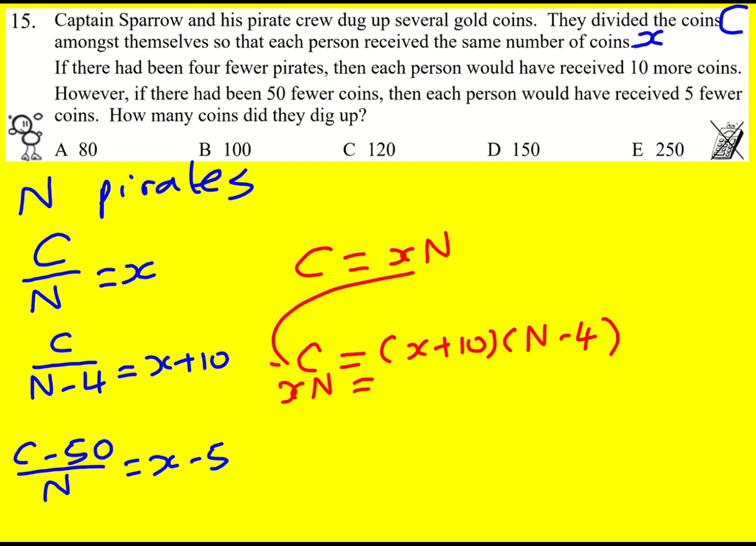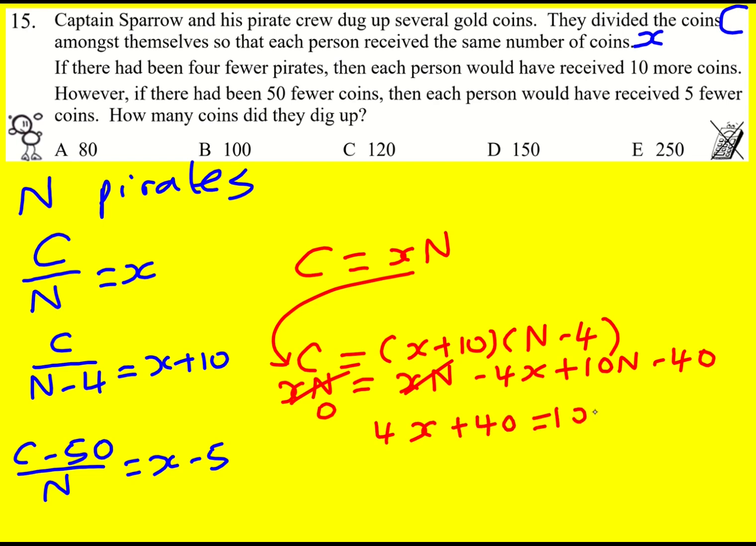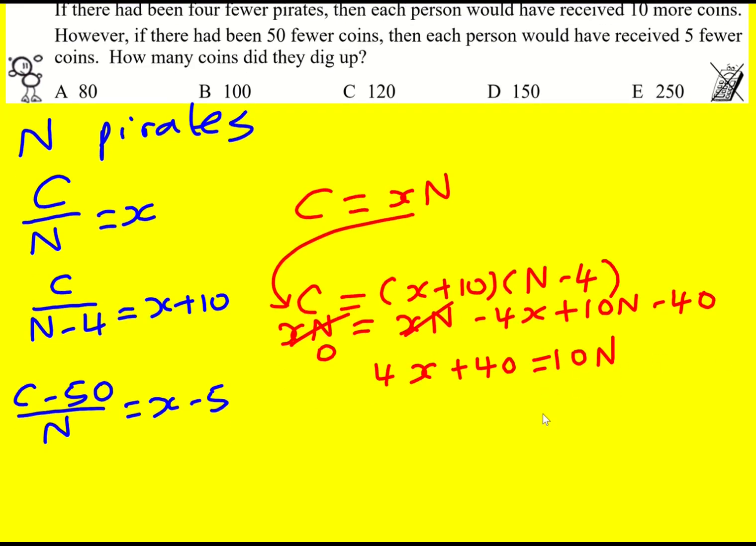You just substitute it in, and then I'm going to get xn by multiplying out the bracket, minus 4x plus 10n minus 40. So these cancel, and I suppose I could write 4x plus 40 equals 10n. Okay, I won't do anything else with that at the moment, but I've got x related to n.